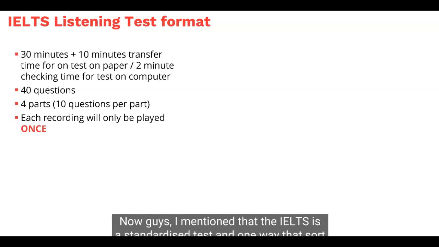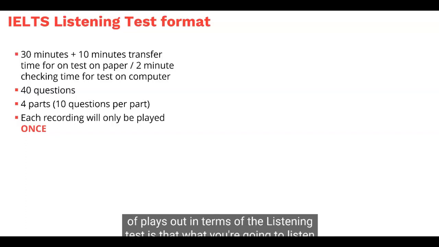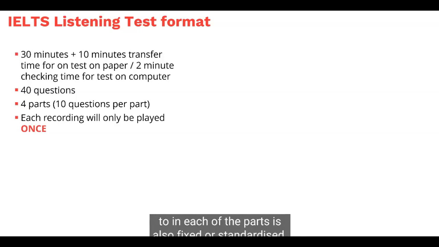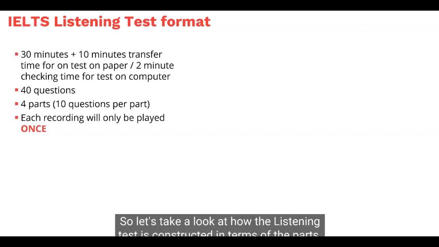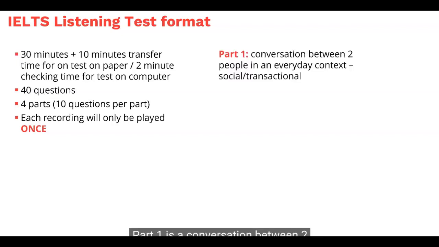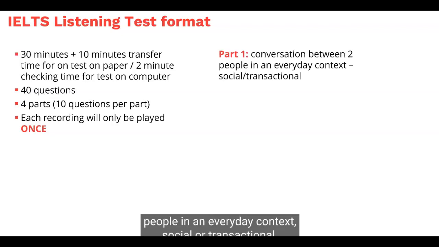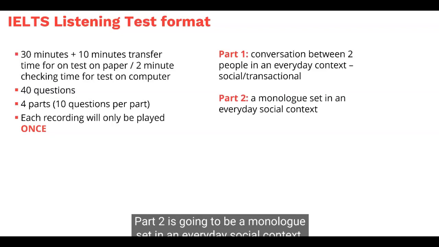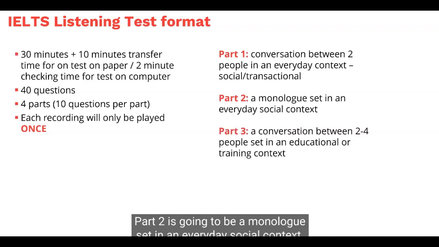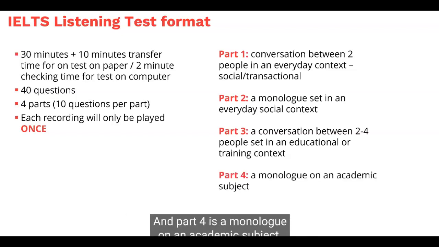Now, guys, I mentioned that the IELTS is a standardized test, and one way that plays out in terms of the listening test is that what you're going to listen to in each of the parts is also fixed or standardized. It never changes. So let's take a look at how the listening test is constructed in terms of the parts. Part 1 is a conversation between 2 people in an everyday context, social or transactional. Part 2 is going to be a monologue set in an everyday social context. Part 3 is a conversation between 2 to 4 people set in an educational or training context. And Part 4 is a monologue on an academic subject.